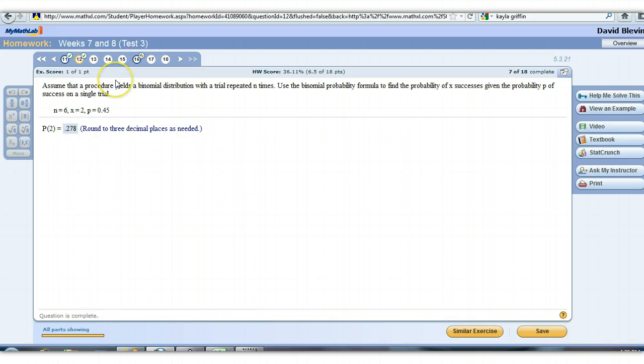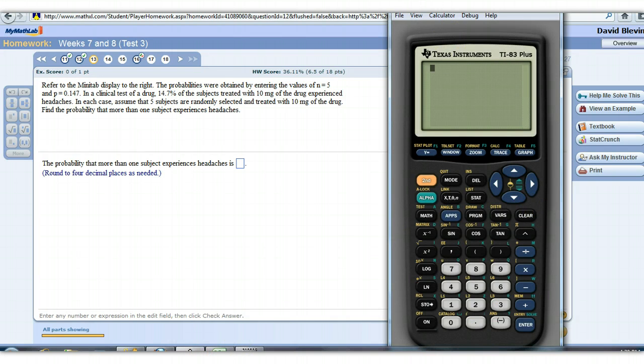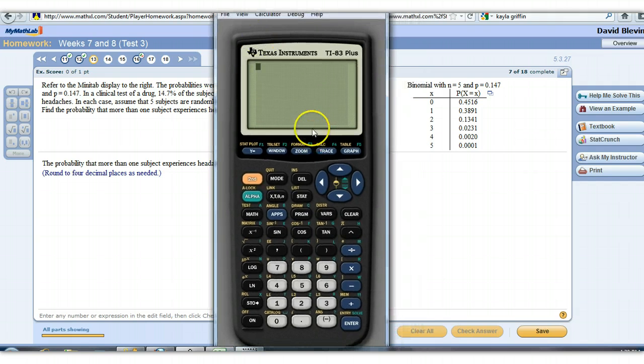Alright, now, as we make our way a little further, they've already given us the binomial distribution here. Remember, we can verify that this is the binomial distribution for n equals 5 and p equals 0.147 by just putting in the first two numbers into the PDF. If we only put in n, which is 5, and p, which is 0.147, and don't put in a specific value, then we get the distribution that they're showing us here.